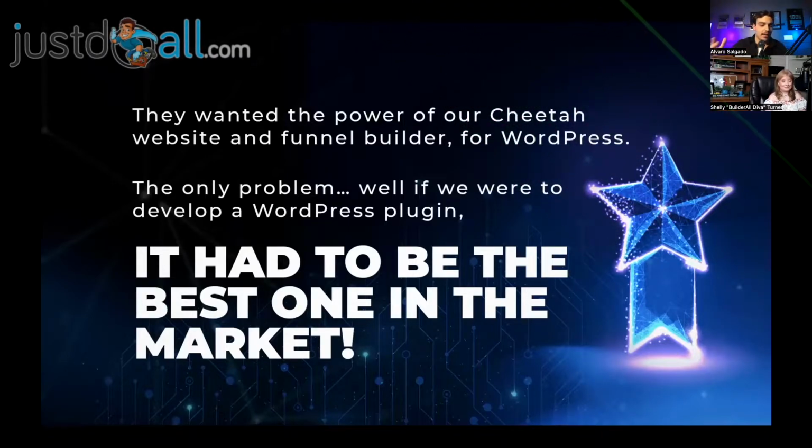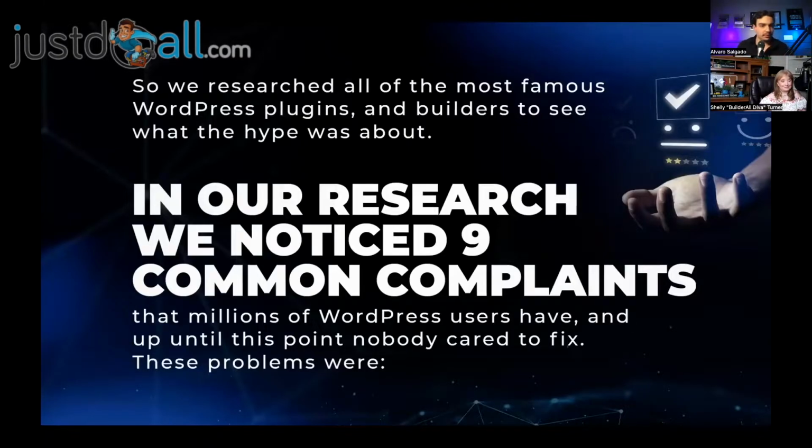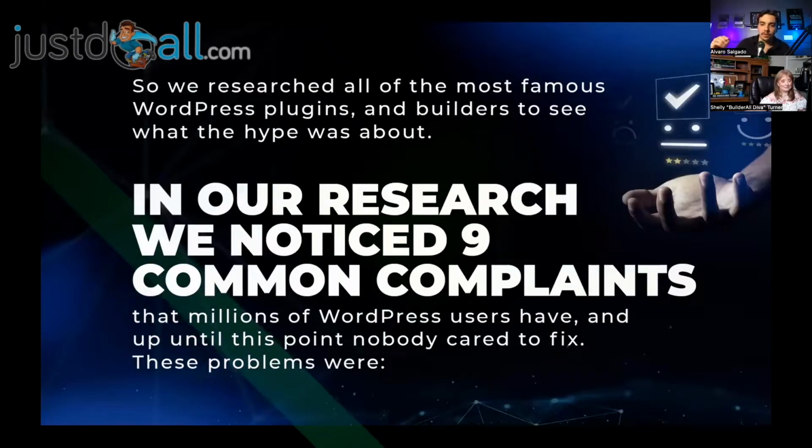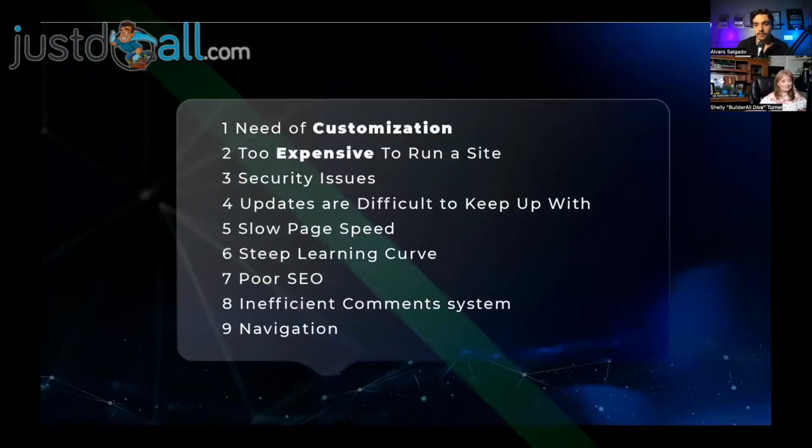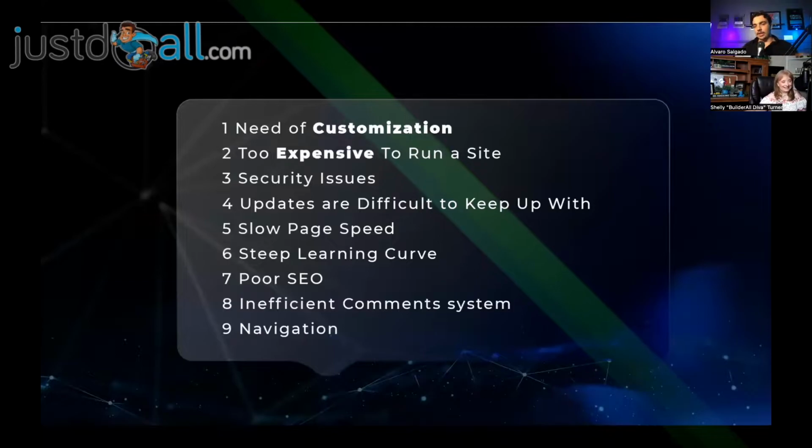The only problem, well, if we were to develop a WordPress plugin, and Shelly knows this, it had to be the best. We couldn't just do a regular plugin. It had to be the best on the market. So we researched all of the most famous WordPress plugins and builders to see what the hype was about. We wanted to see why people wanted a WordPress plugin when they already had the best builder out there. So we researched and we saw amazing features. We saw amazing plugins, but we also saw 9 common complaints. These are 9 things that WordPress users hate. They're always complaining online. In fact, there are millions of complaints like that if you look online, and nobody cared to fix them. But we did. And so here are 9 of those complaints, and Shelly can go over them.